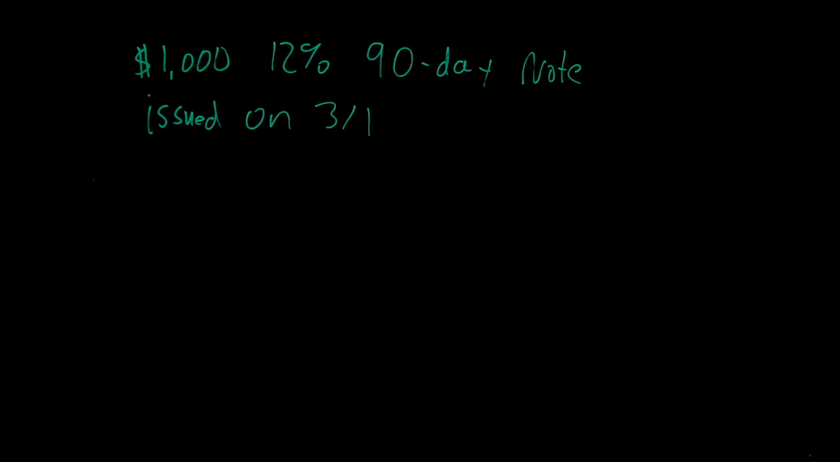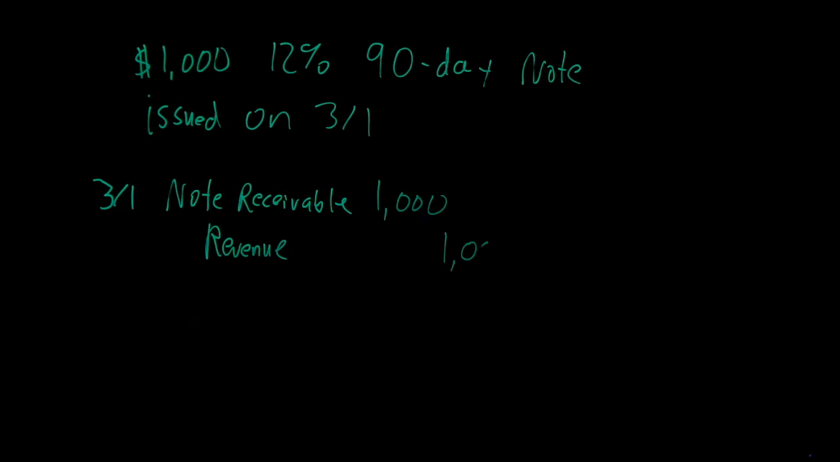So from our perspective on March 1st, we're going to debit notes receivable, and then we're going to credit revenue because we did business with a customer and then they're going to pay us this $1,000 in 90 days. So debit notes receivable, credit revenue. So we have an asset, note receivable, on our balance sheet because we're owed money. So let's get to 90 days from March 1st.